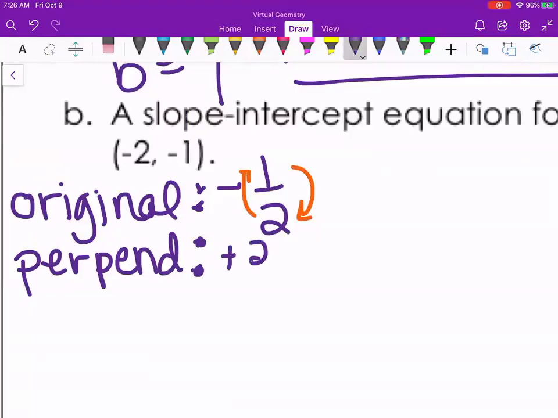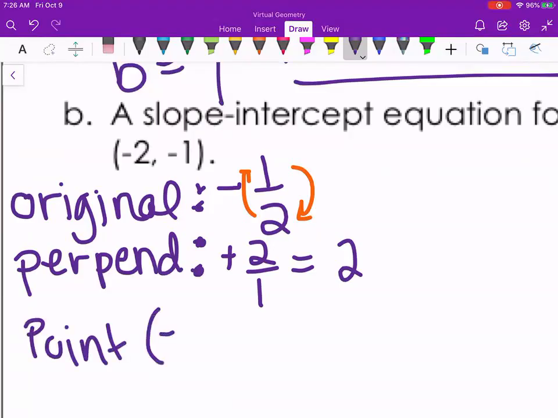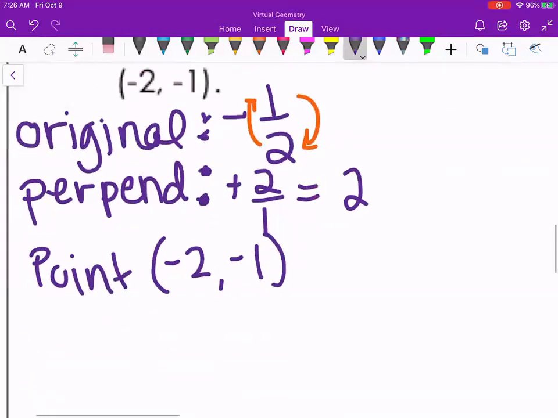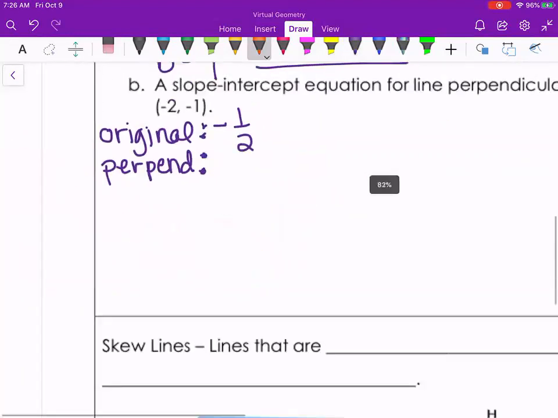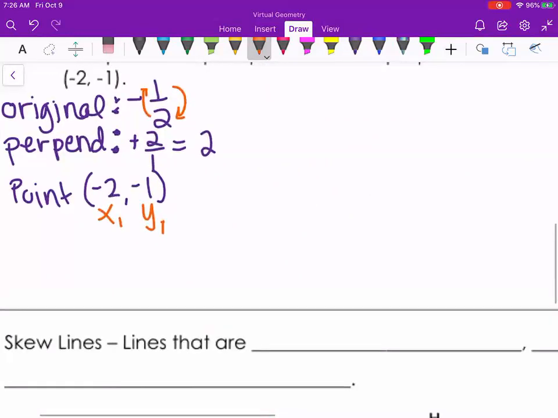So a +2/1, which really is just a +2. So there's our new slope. We have a point, which is (-2, -1). Now, since this is not your y-intercept, that means they are in fact giving us x1 and y1. So guys, we're going to have to use the point slope form here and work through it and get it down into y equals, very much how we solved for y on our other equations. So let's plug it in and see what we get.